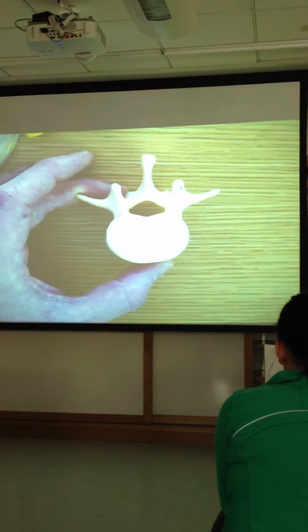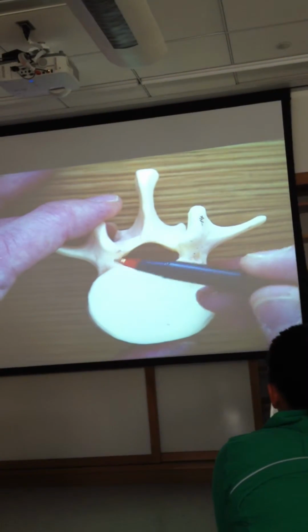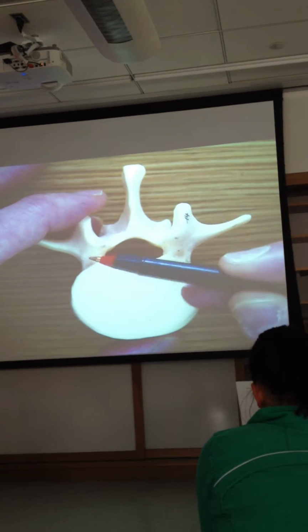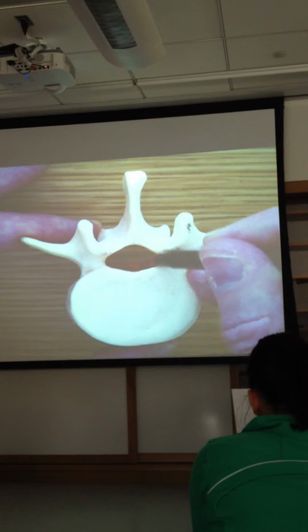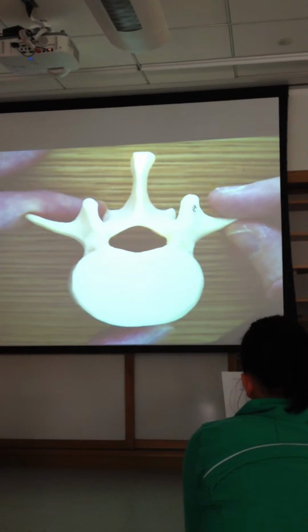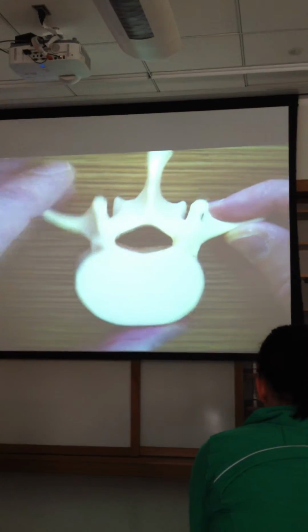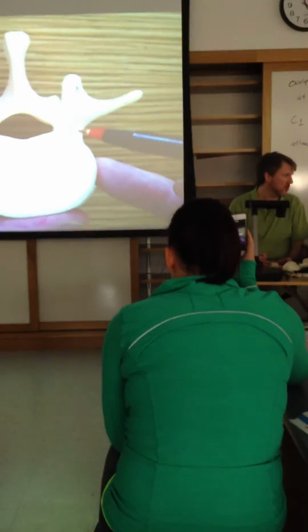Let me go a little bit closer. So all of this, all the way around, is the arch. So you've got body, and then you've got arch. And what's the hole in the middle called? Vertebral foramen. What's running through that? Spinal cord. Okay. Now, the vertebral arch actually has different parts to it.